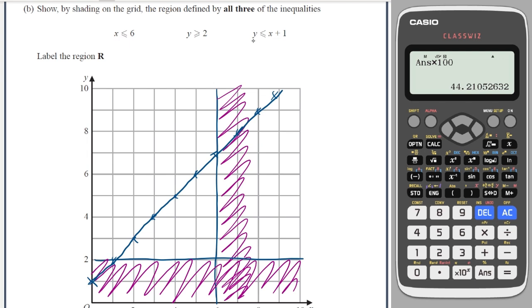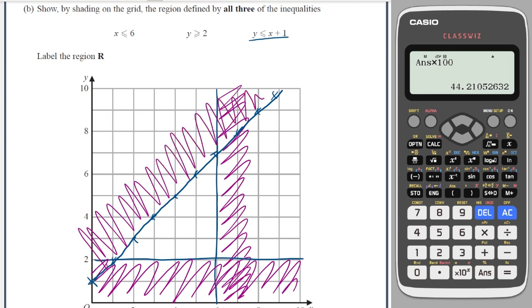And it says here I want y less than or equal to x plus 1. So that means I want everything below the line, so I'm going to strike out everything above the line. And doing it this way, it means you're left nicely with the region in the middle. So you label that R, and then you can highlight that if you wish. Lovely.